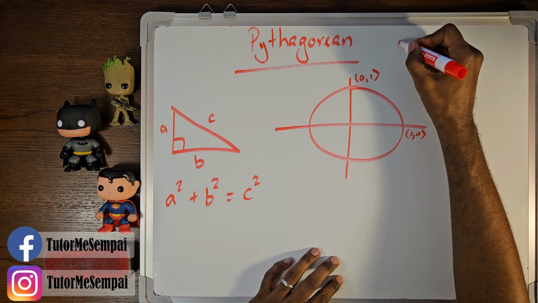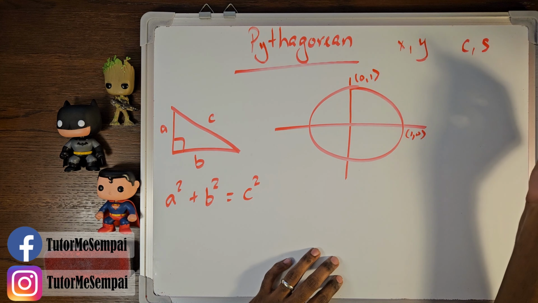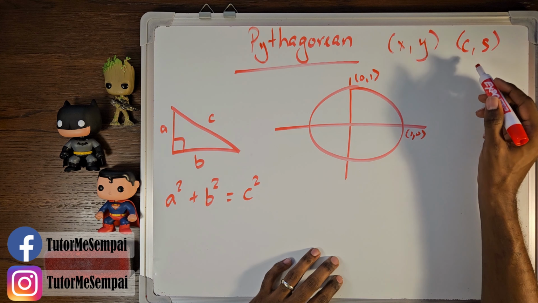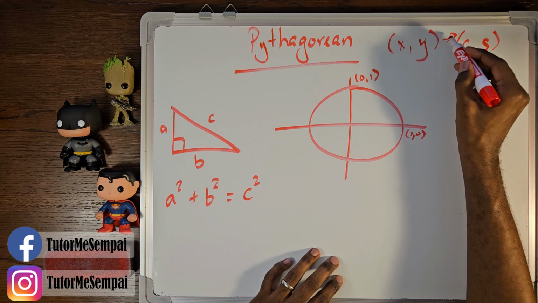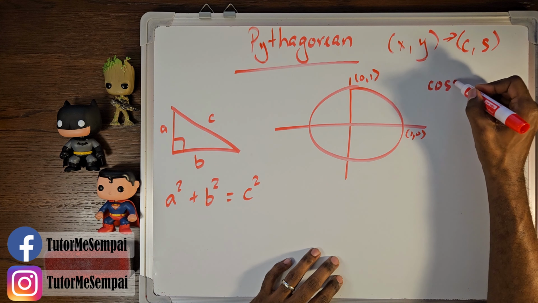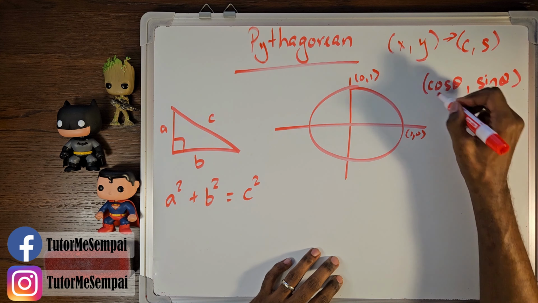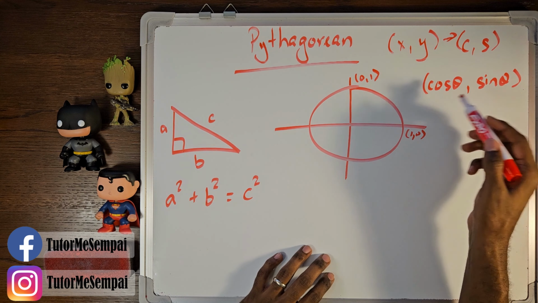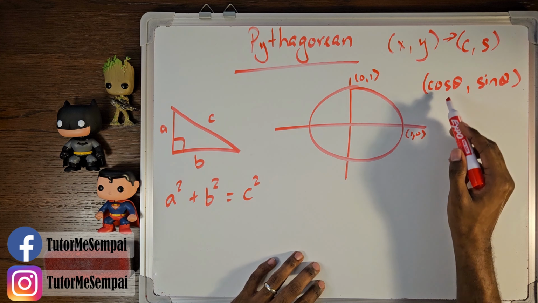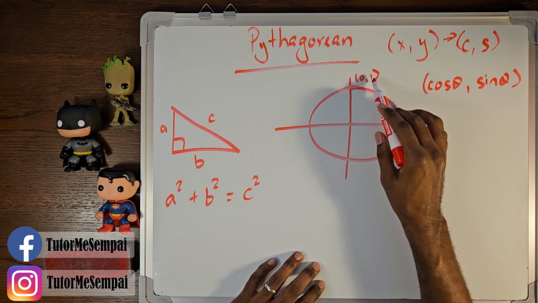Remember, I've been saying this: if x comes before y in the alphabet, and c comes before s in the alphabet, then our point x before y is going to be correlated to c before s. We know this to be true, thus our first part is going to be cosine of some theta, and our second part of the point is going to be sine of some theta. A nice easy way of remembering the order in which your trig functions correlate with these x and y coordinates. So in this case, this 1 corresponds to cosine, this 0 corresponds to sine, and this 0 corresponds to cosine, and 1 corresponds to sine.